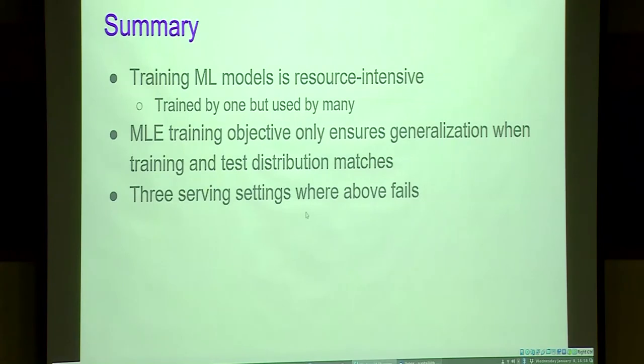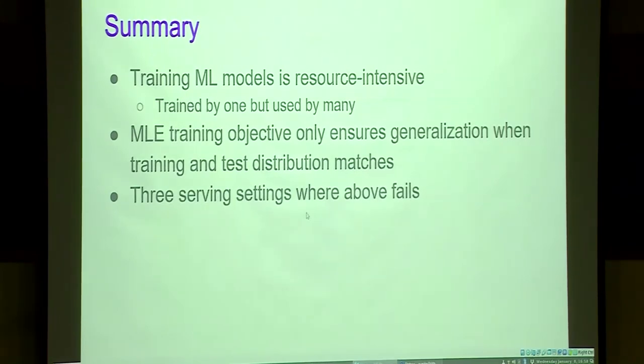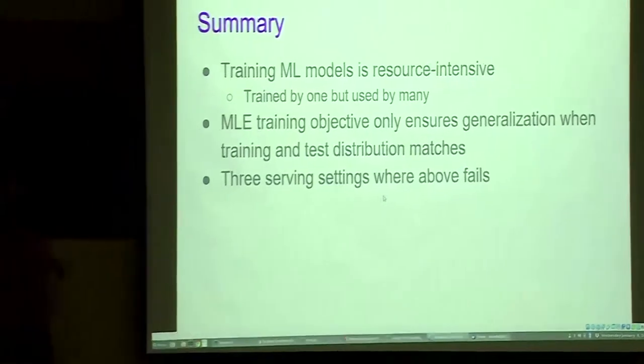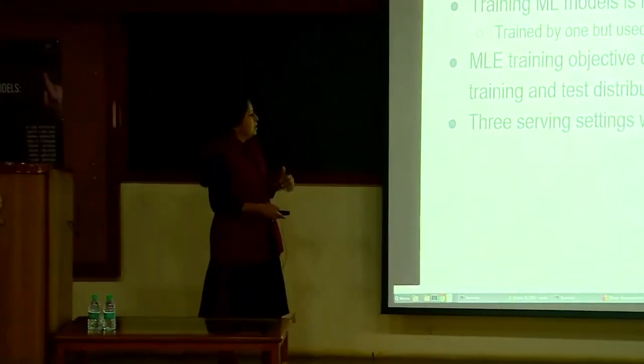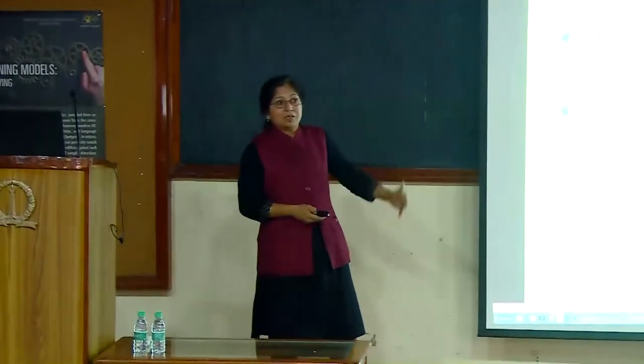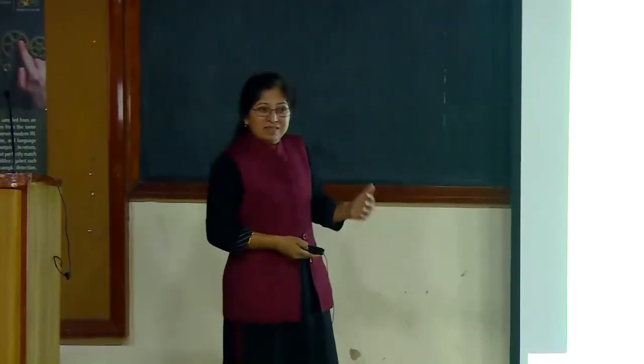So let me first summarize. What I tried to say in this talk is that training machine learning models is a very resource intensive process, and that has led to this modality of a model being trained by one organization and being used by several others, often outside the organizational boundaries. And the MLE training objective only ensures generalization when the training and test distributions match, but there are several settings of serving in the life cycle of a model where this assumption is broken. We went through three such settings.